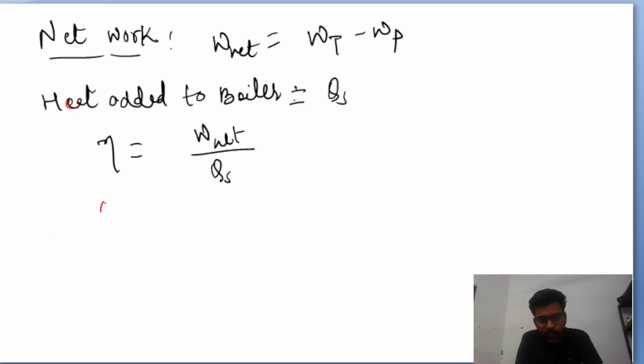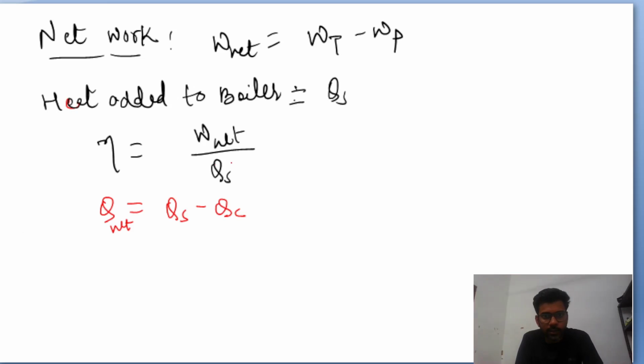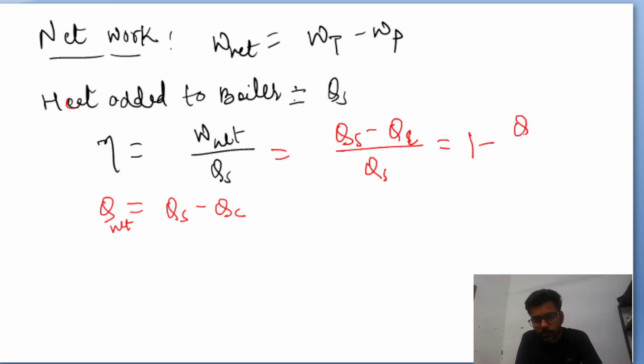And from the first law of thermodynamics, net heat, which is Q net, this is Q supplied minus Q rejected. If the heat rejected from the condenser is QC, so again we can write it as QS minus QC divided by QS.